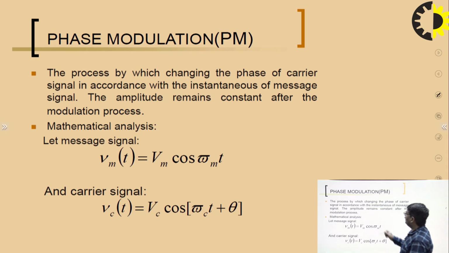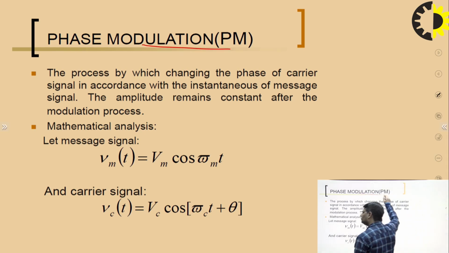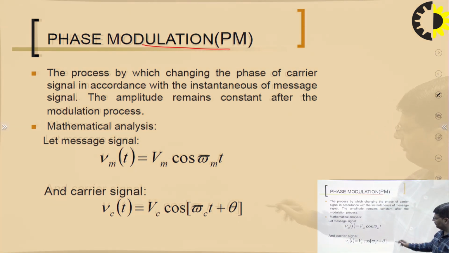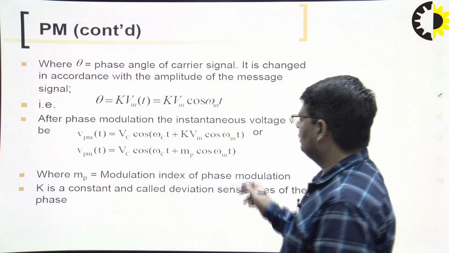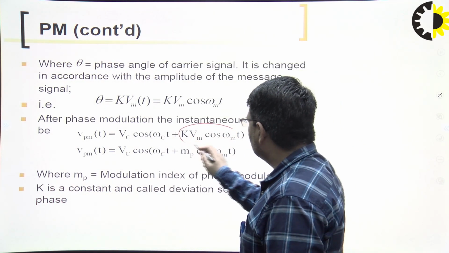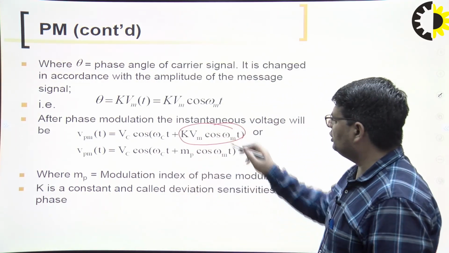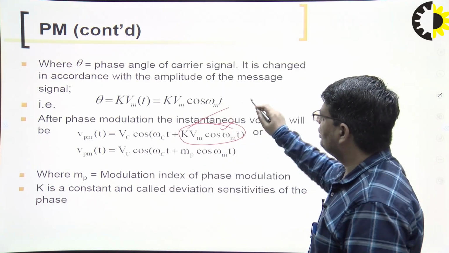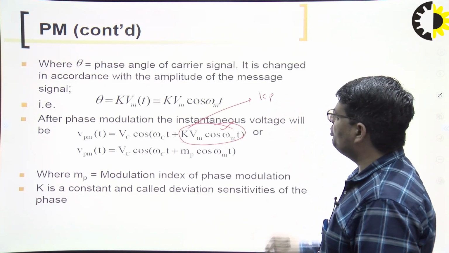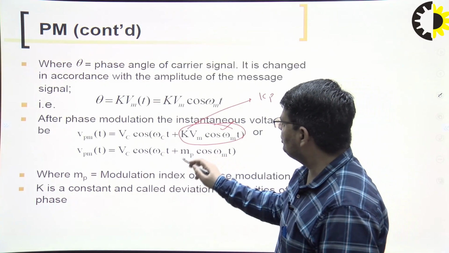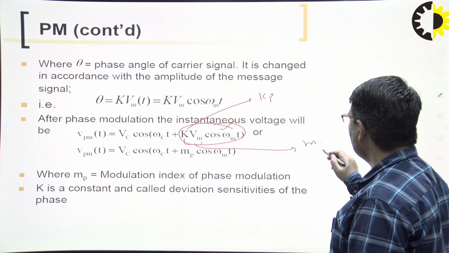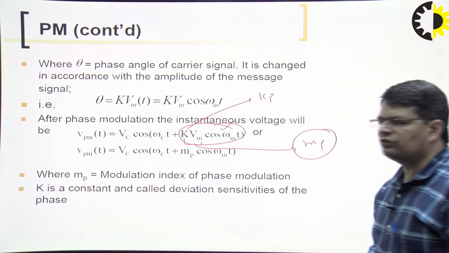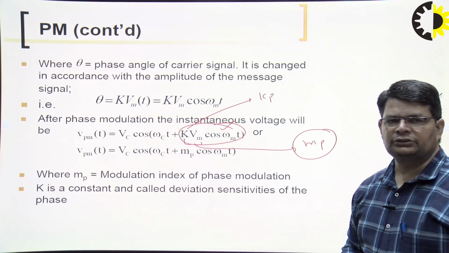So let's have a derivation for the phase modulation. As we have already discussed, we have a carrier where the phase of the carrier is changed according to the message signal, where K is the phase sensitivity component, and combined, this Km into Vm can be put as mp, that is the modulation index for the case of phase modulation.